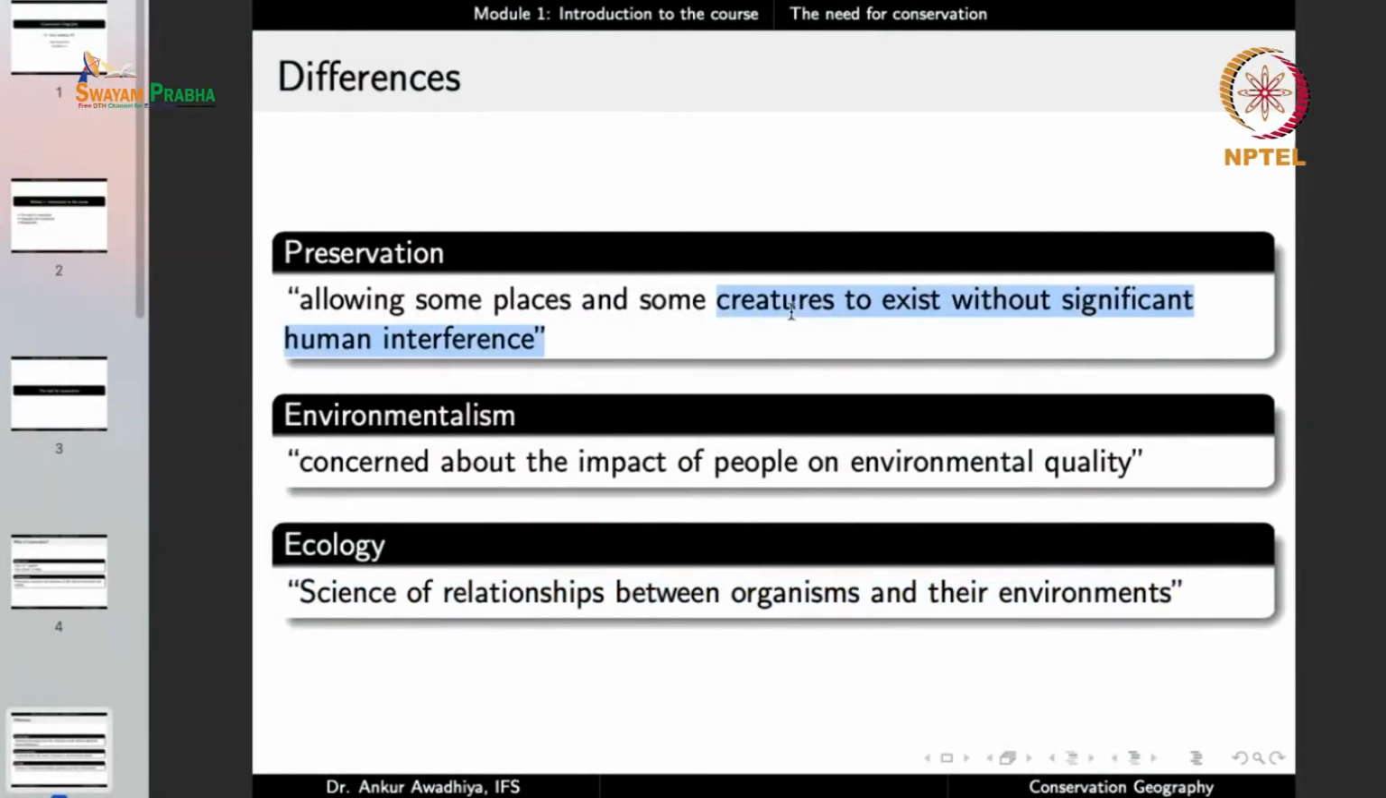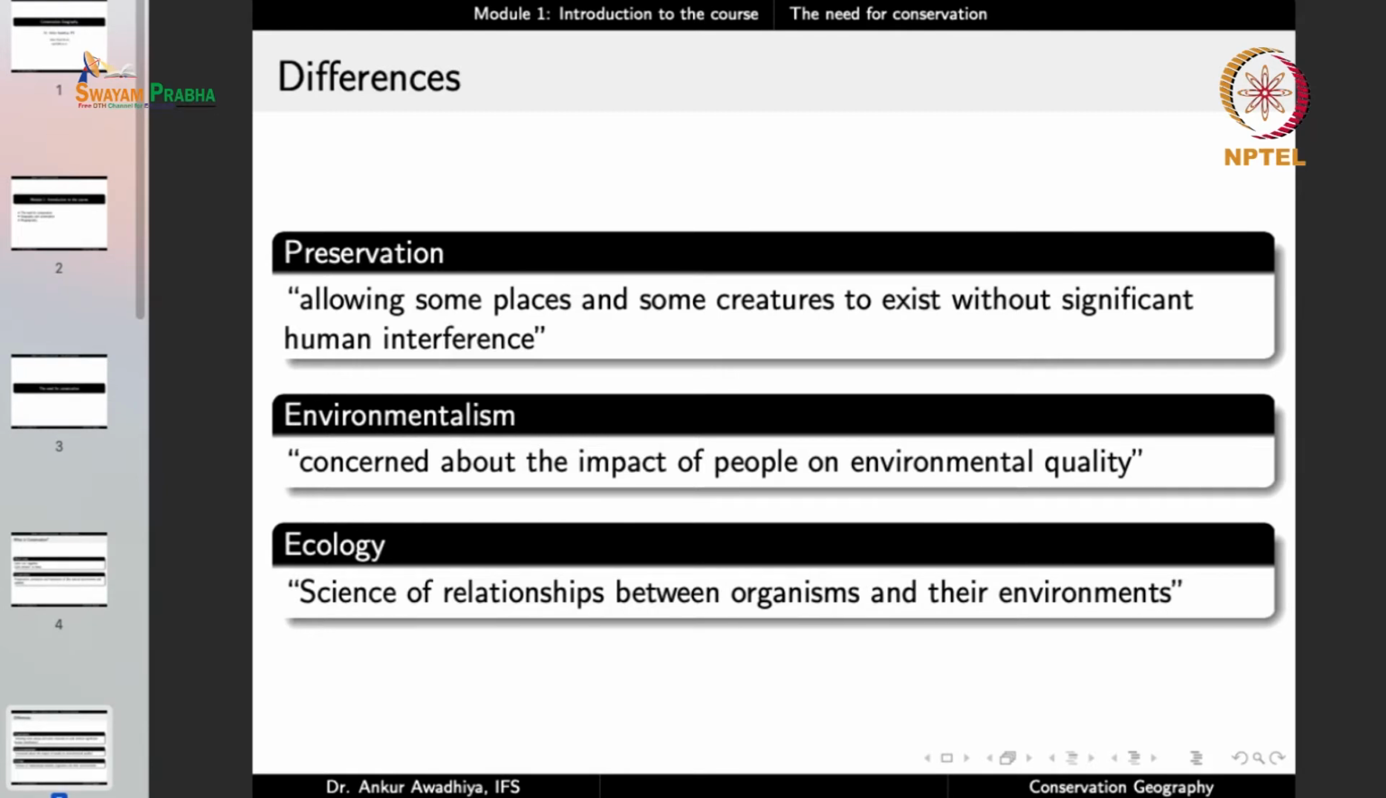In other words, ecology is the science, and conservation is the application of that science for certain benefits, for conserving the natural environment, for conserving the organisms. So conservation is related to preservation, environmentalism, and ecology, but it is not the same as preservation, environmentalism, or ecology. And this difference should be kept in mind.